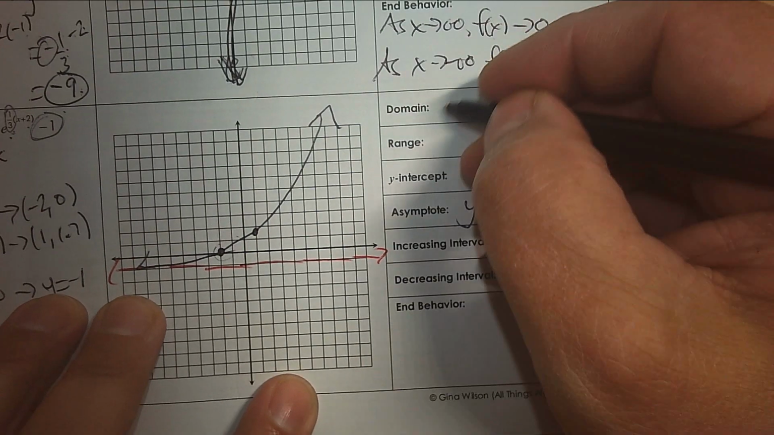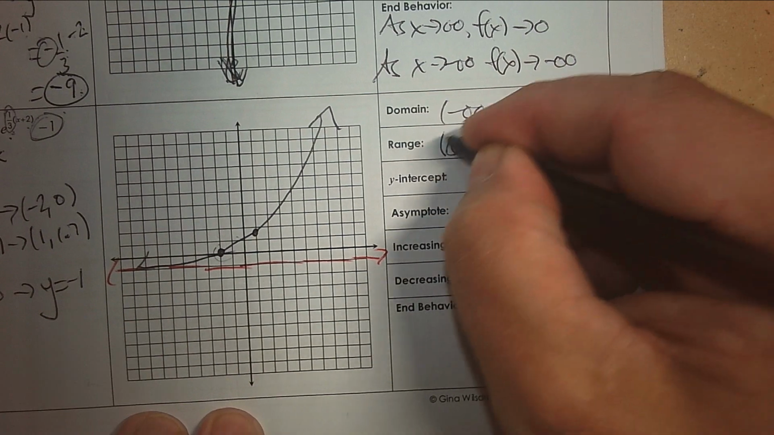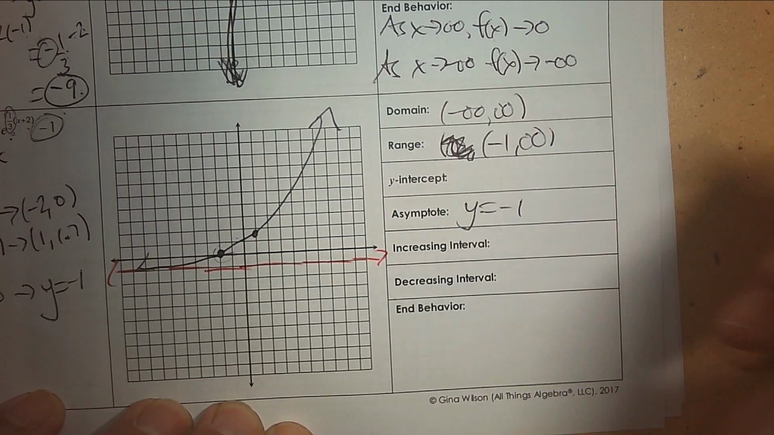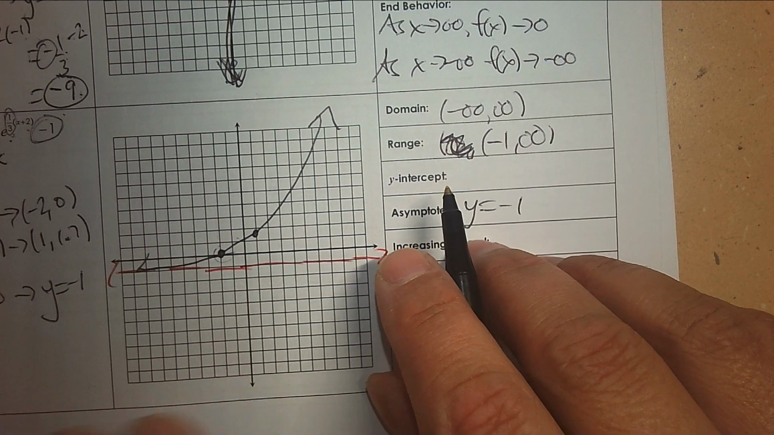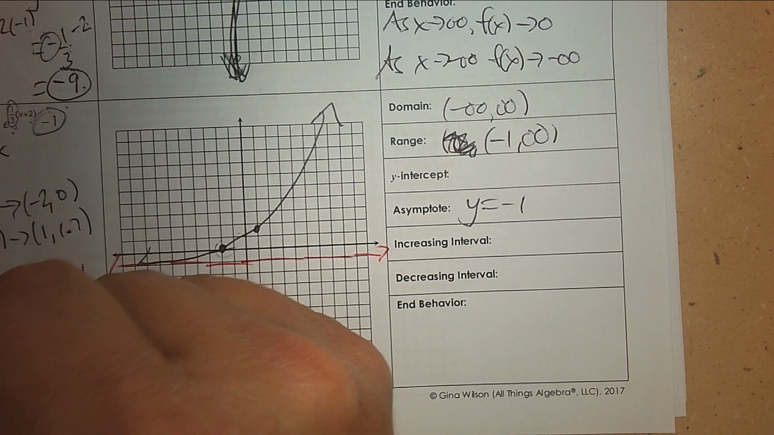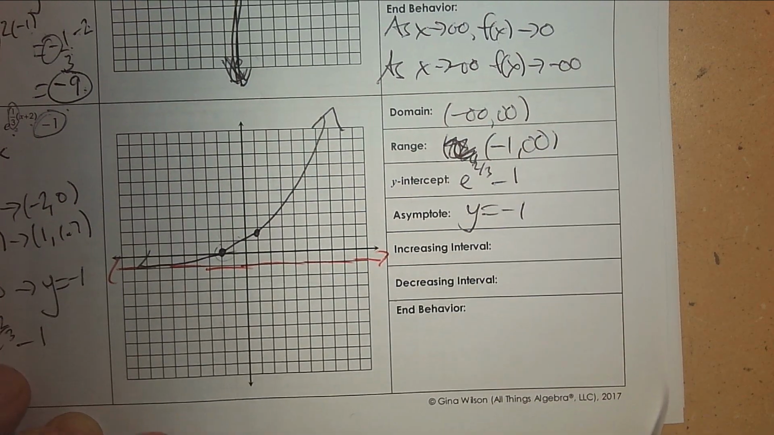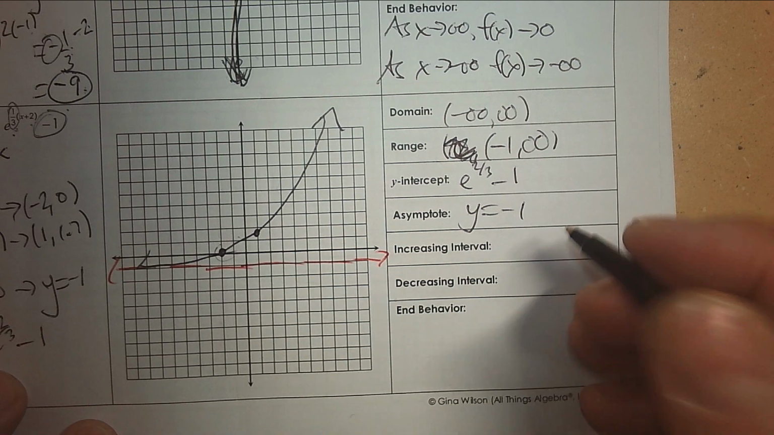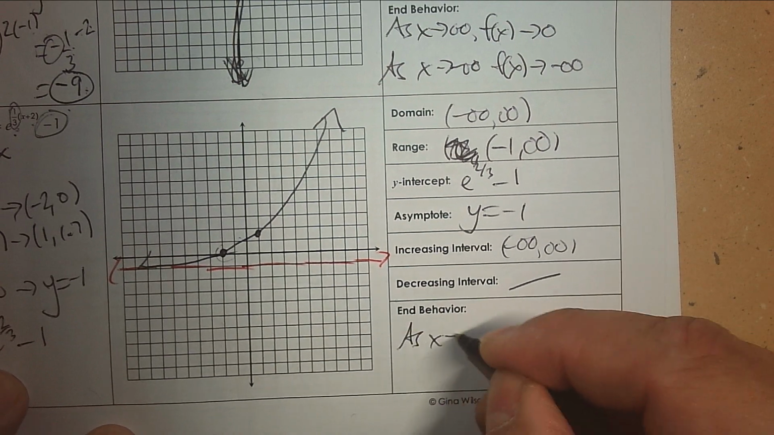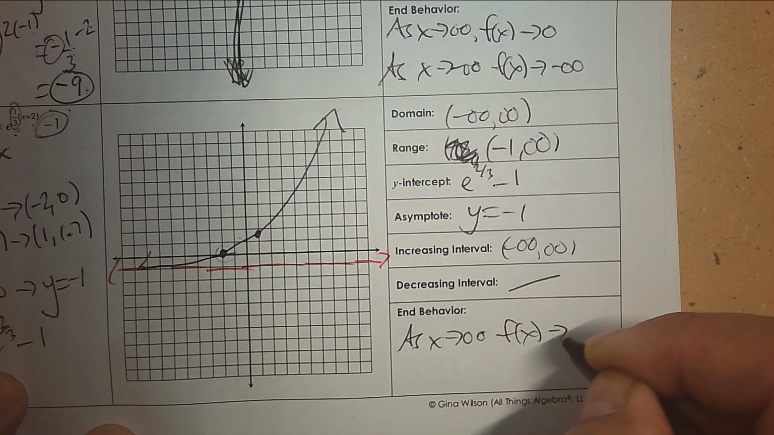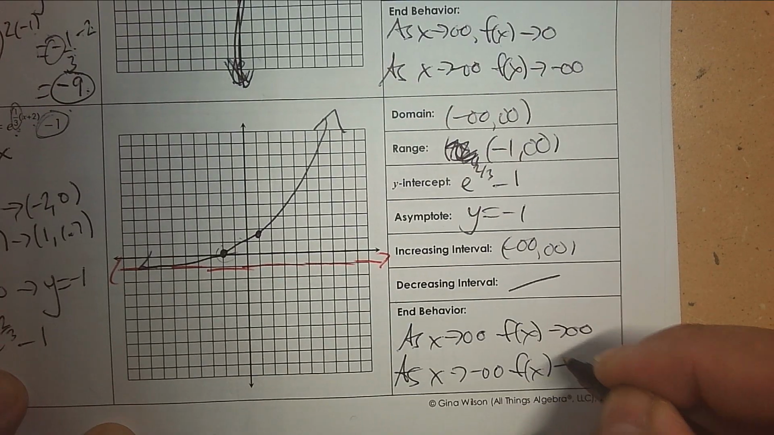The domain is always all real numbers. The range goes from -1 to infinity from the asymptote. The Y-intercept, if I plug in 0, would be e to the 2/3 subtract 1. That's fine. I'm not going to have you take out your calculator. This is always increasing. It is never decreasing. And the end behavior. The right end is going up. The left end is going to the asymptote, which is at -1.